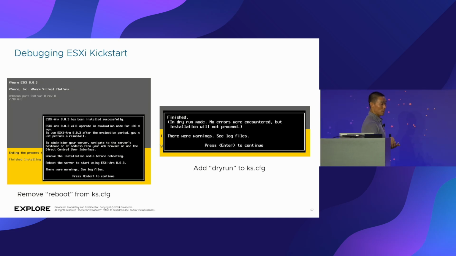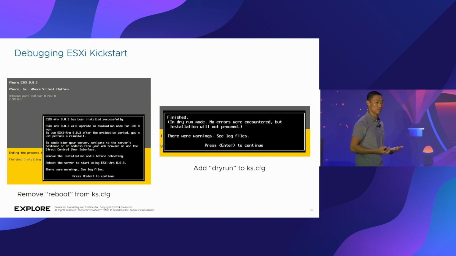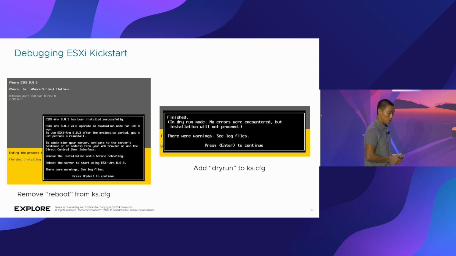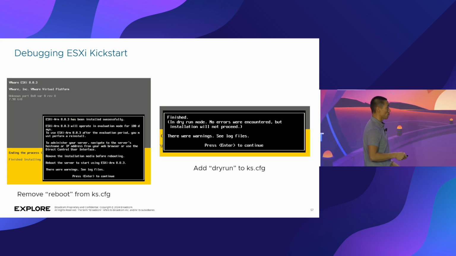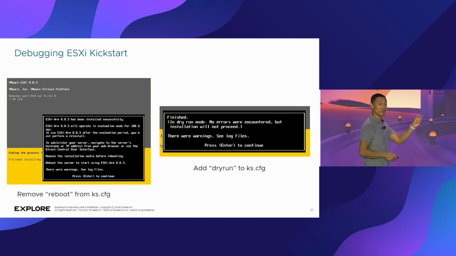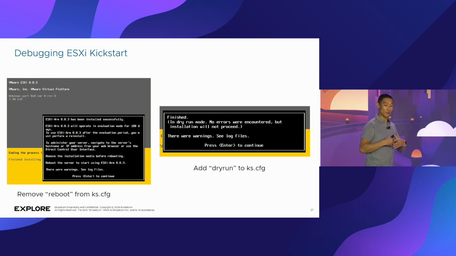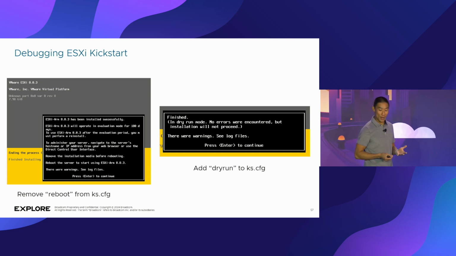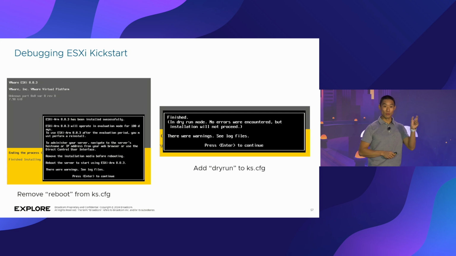Debugging ESXi Kickstart definitely can be tricky if you've not done this before. Something really useful is that when you create your Kickstart, one of the parameters is this reboot flag. If you want to test to see if the configuration is operational or not, just remove the reboot from the Kickstart, and it'll go in and apply all of your changes.